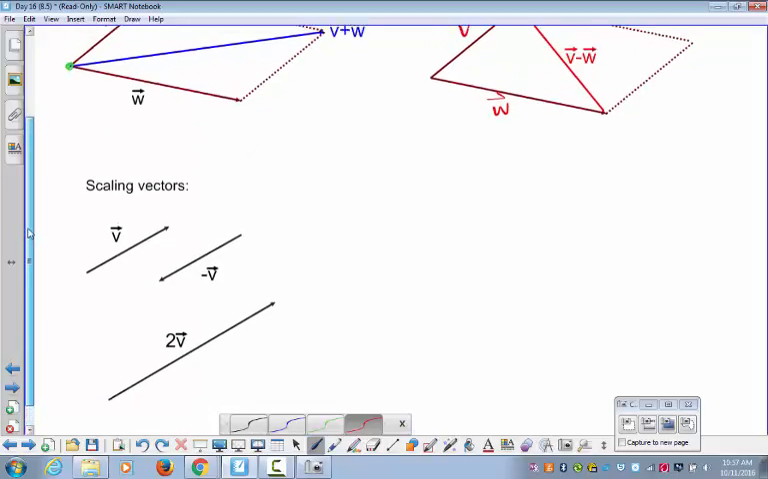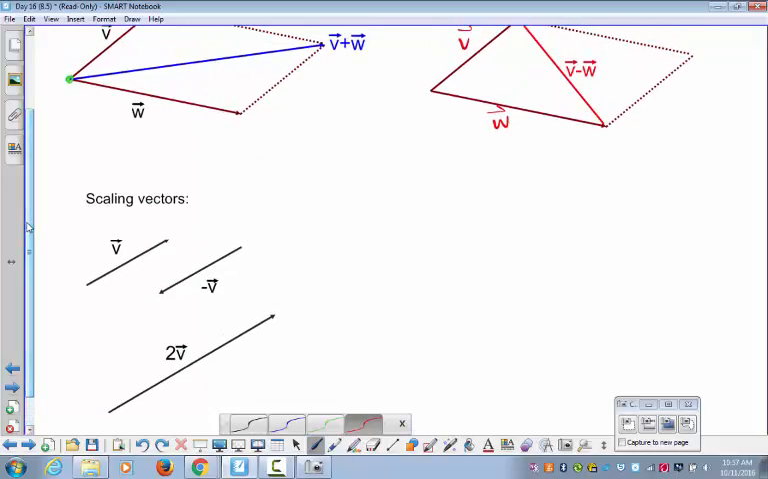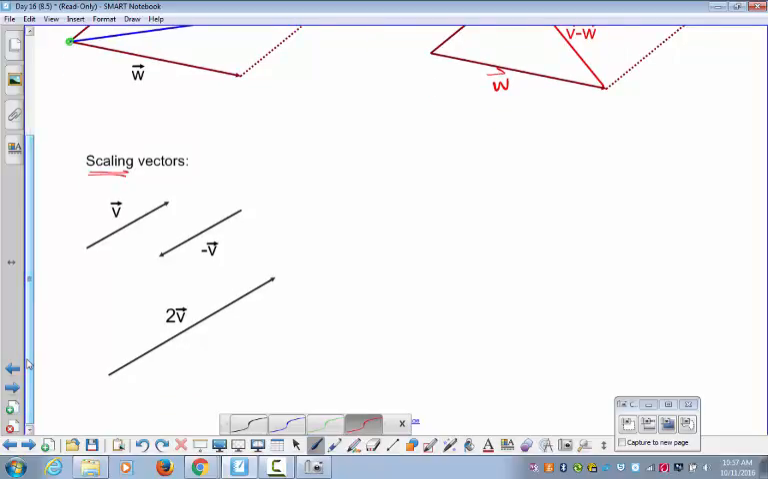So first off, in order for us to understand subtraction, we need to know how to scale a vector. Scaling means taking your vector and multiplying it by a constant. You're going to shrink it or stretch it, compress or stretch. If you take vector v and multiply it by minus 1, it just switches the direction, 180 degrees. It doesn't change the length, though. It stays the same length. It's just pointing the other direction. If you take vector v and multiply it by 2, it points in the same direction, but it's just twice as long.